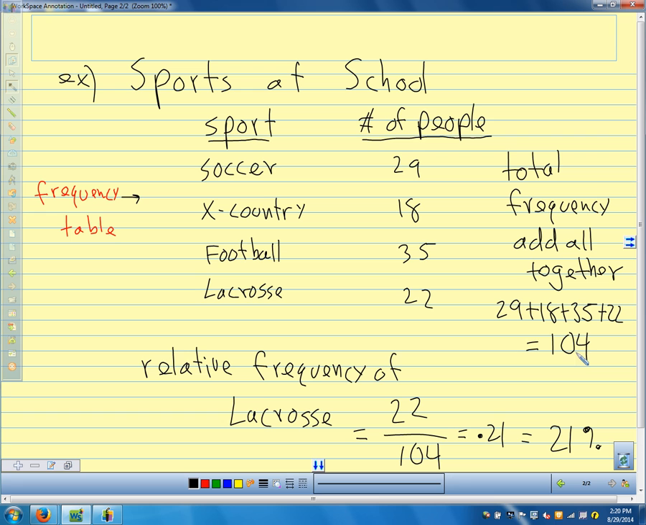Questions there? So our total frequency, we add everything together. The book will ask you about total frequency, relative frequency, probability of one category, and we'll do a probability distribution for our next example. Are we good on this example?